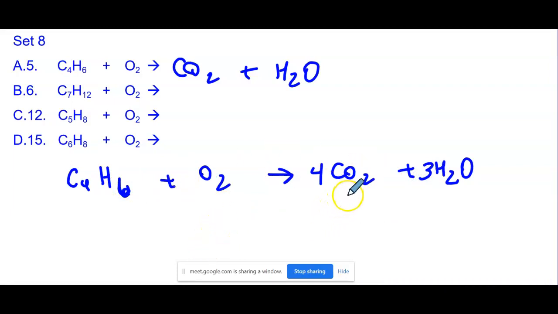So now I want to do oxygens. So from this piece, I get 8 oxygens, plus 3 more oxygens from that piece. Do you see how I get the 8 and the 3? For oxygen, just oxygen. We already balanced carbon and hydrogen, so now we're just looking at oxygen. So 8 from CO2, because 4 times 2 is 8, and 3 times 1 for water gives us 3 oxygens.